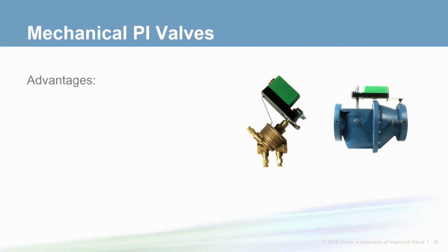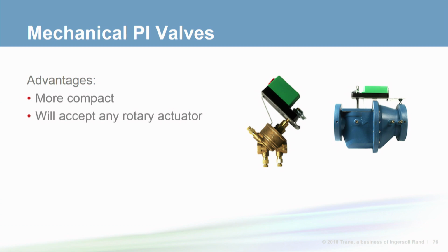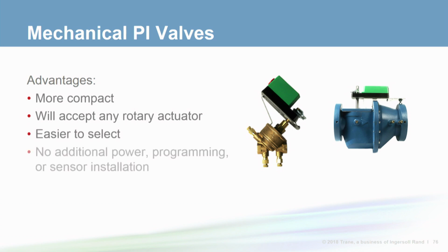There are a number of advantages associated with mechanical pressure-independent valves. They are more compact in size when compared to a conventional control valve plus flow limiting valve package, or to their electronic counterparts. Depending on the manufacturer, they can be paired with any rotary actuator. They are easy and straightforward to select, and there are no additional controls or programming required.